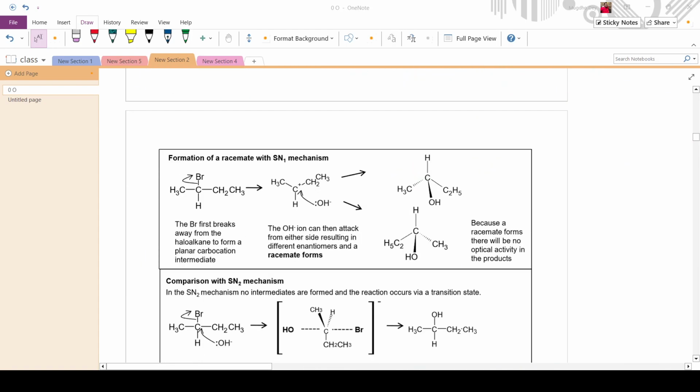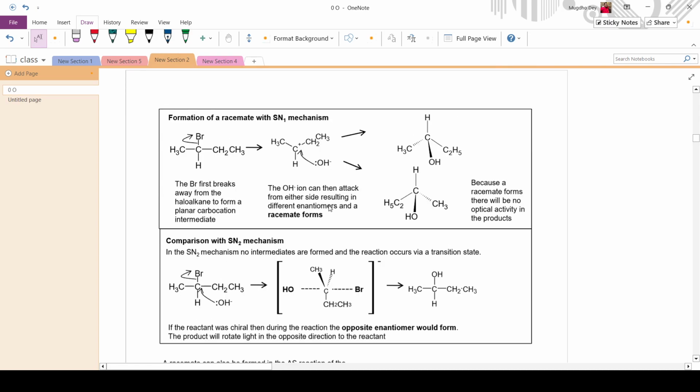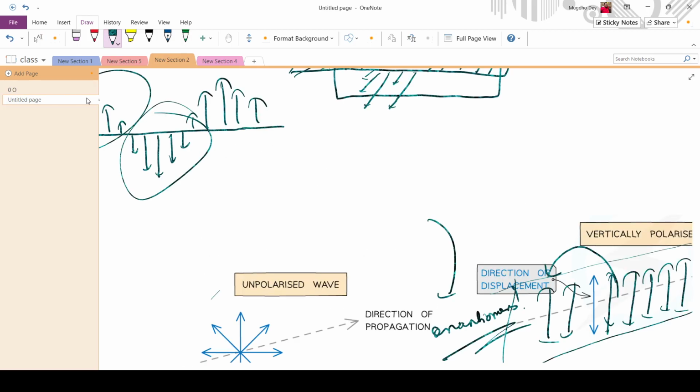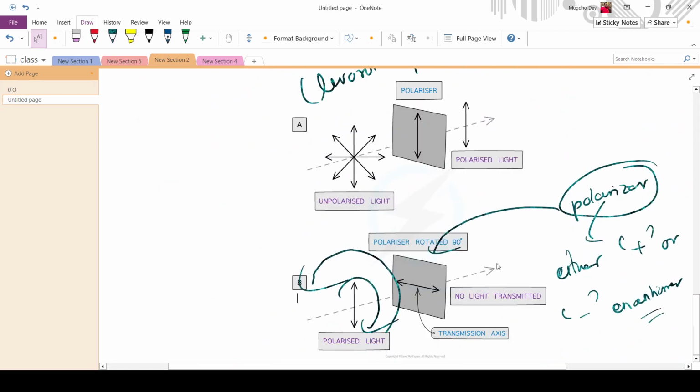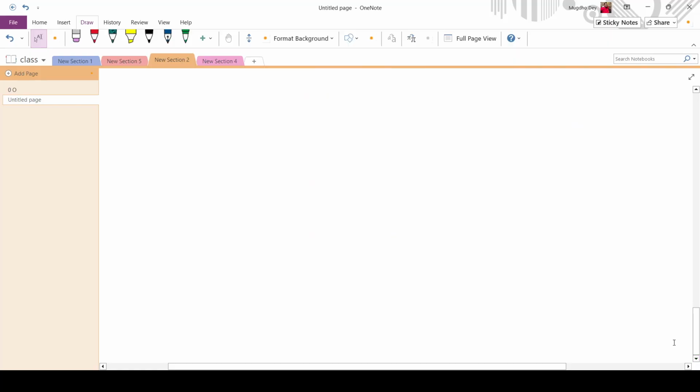It's up to you. Now, the next part that we need to check out is very important, and that is, of course, this one down here. So first of all, here is the formation of a racemate with the SN1 mechanism. Do you know what SN1 and SN2 are? Did they teach you? I'm asking specifically what SN1 and SN2 mean. Nucleophilic, yes. What is the meaning of SN1? And what is the meaning of SN2?